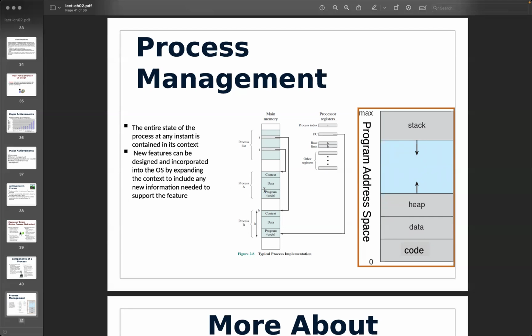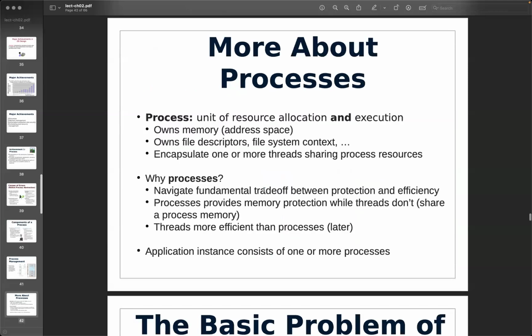Those processes can be only part of it, or a certain function. We call it the process, which means the unit of resource allocation. So it's not the complete program. It's like we break the program into parts for execution. They have their own memory, and sometimes they have file descriptors and file system content. All of these will be saved in the memory.